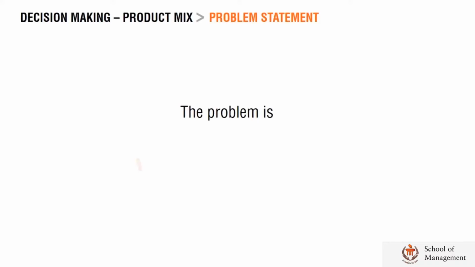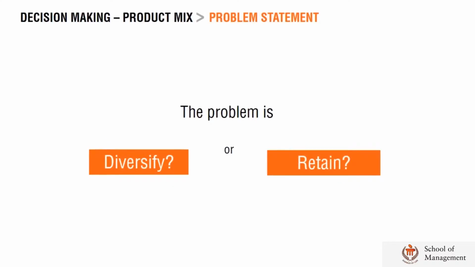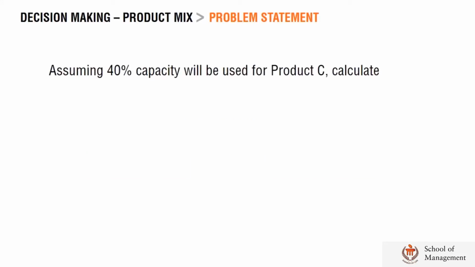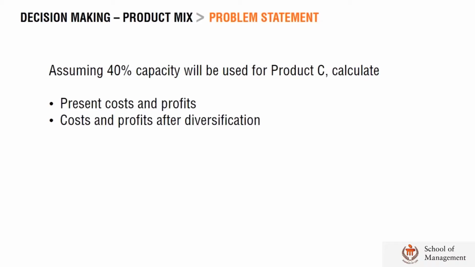The problem for us is to recommend whether to diversify or retain the present product mix. Now, assuming 40% of the capacity is to be used now for C and only 60% is to be used for A and B, we should calculate for now what the profits are and what the profits will be when the change takes place and decide which is the better alternative.